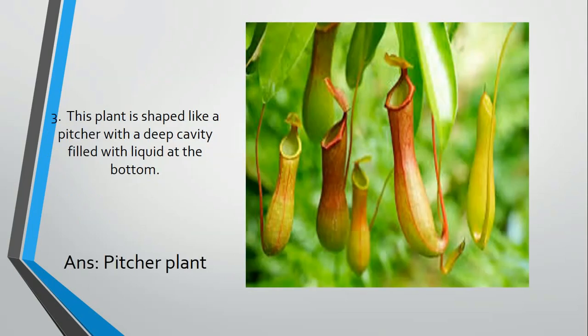Next one, this plant is shaped like a pitcher with a deep cavity filled with liquid at the bottom. Pitcher means jug. Look at its shape, it looks like a jug, and its name is pitcher plant, and it has some liquid at the bottom. When an insect falls into it, it cannot escape, and this plant will eat that insect, and the name of the plant is pitcher plant.